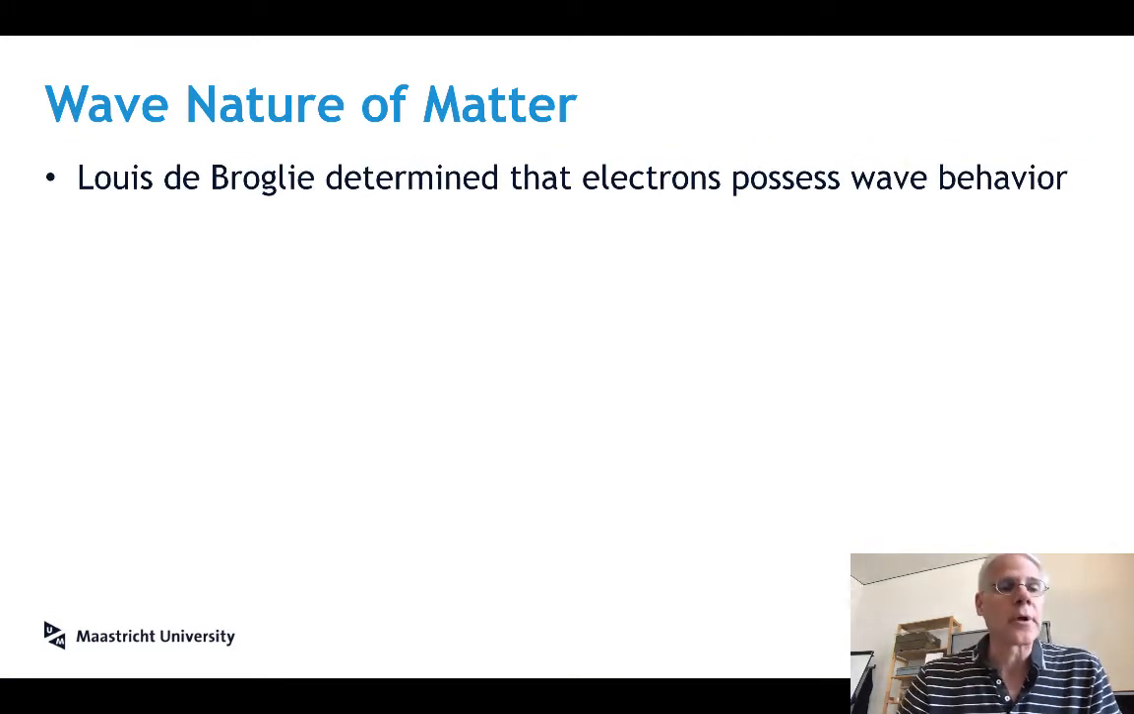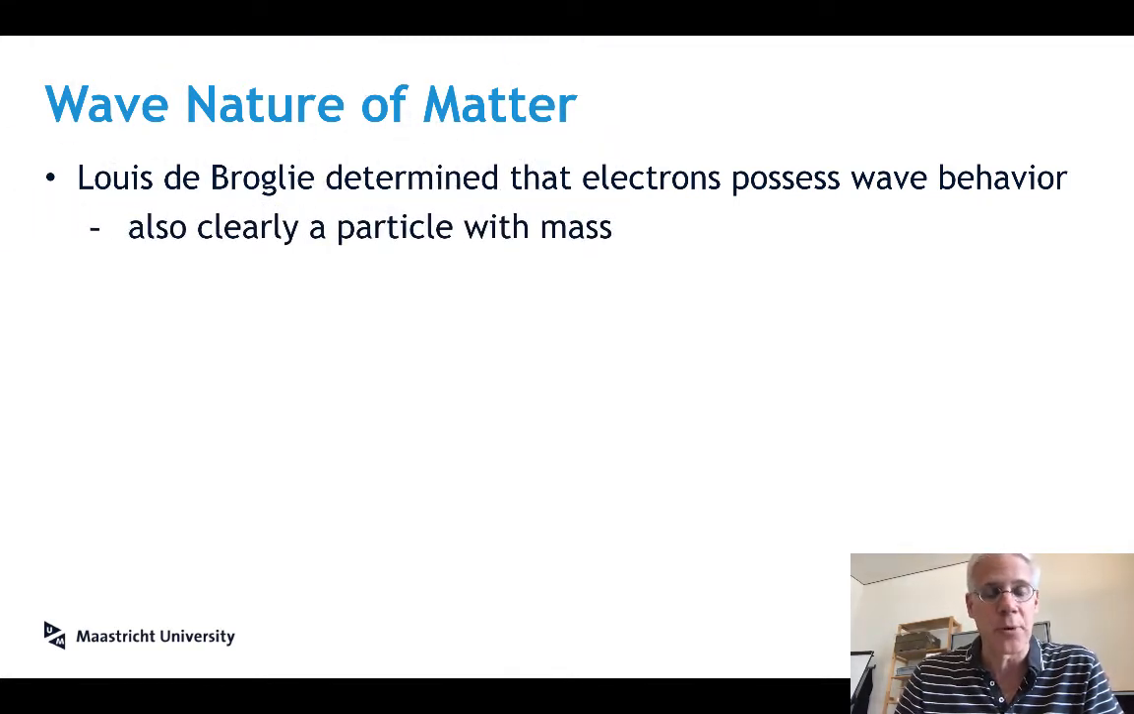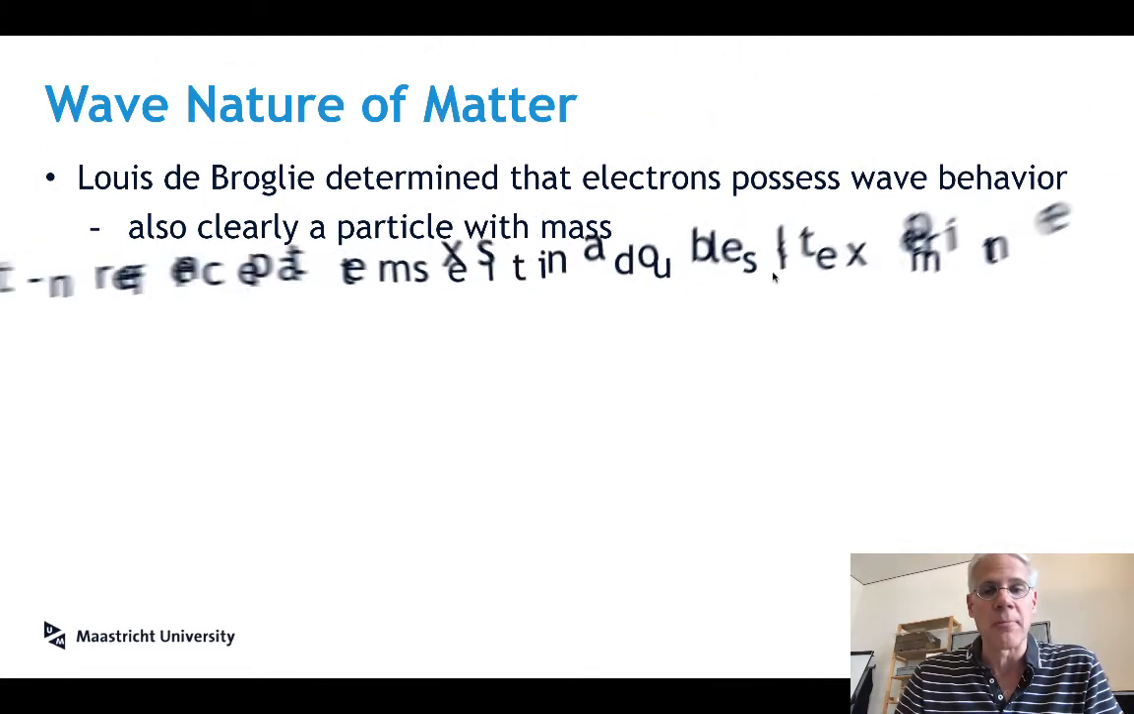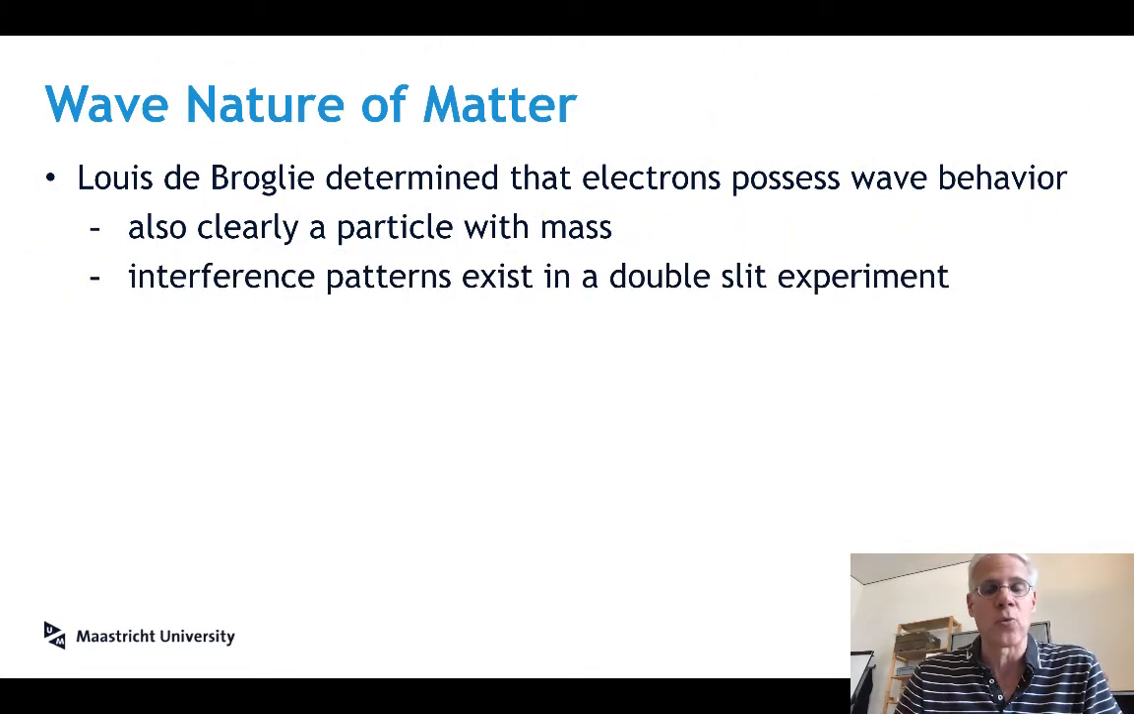And the first thing I want to look at is the wave nature of matter. And we saw that Louis de Broglie determined that electrons possess wave behavior. It had been known for a long time that they possessed particle behavior, and that was easy to show. To see that matter possesses wave behavior was something of an anomaly from what they had originally anticipated. So we know it's a particle with mass. Now it's a particle that behaves as a wave as well.